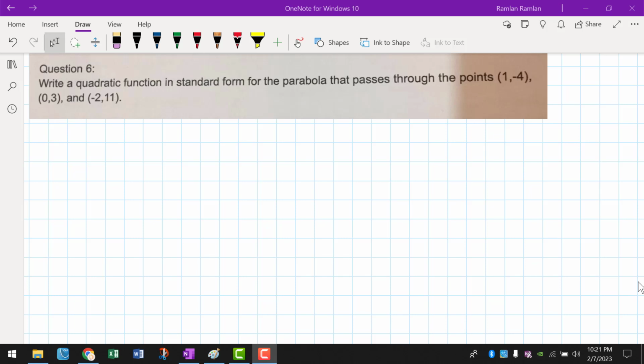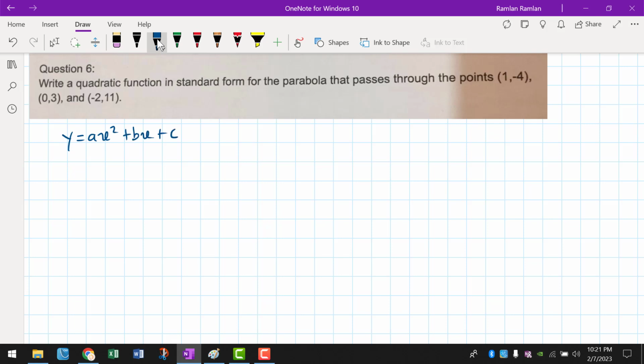Okay, another example. Write a quadratic function in standard form for the parabola that passes through points (1, -4), (0, 3), and (-2, 11). So in here we don't have any x-intercept, or the zero we call it, and also the vertex. So you need to plug all of these 3 points into the standard form. So the standard form will be y equals ax squared plus bx plus c, right?